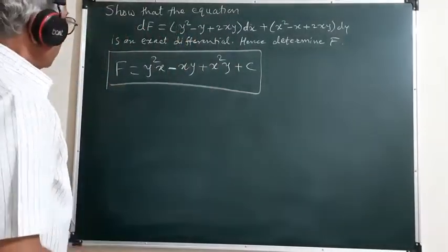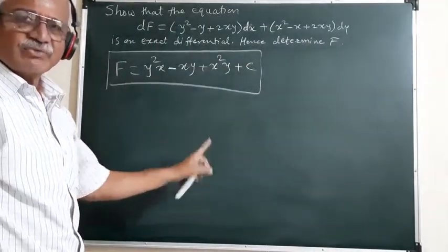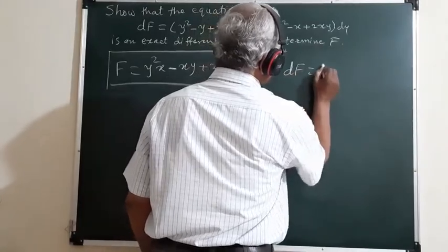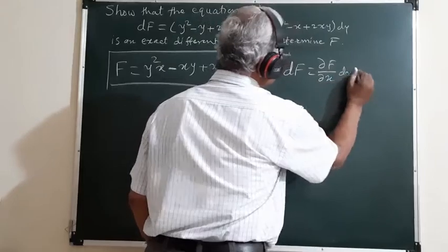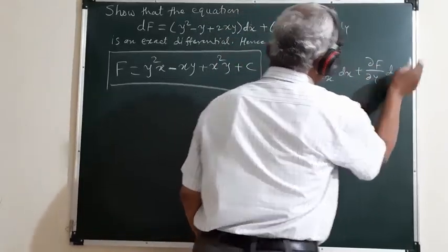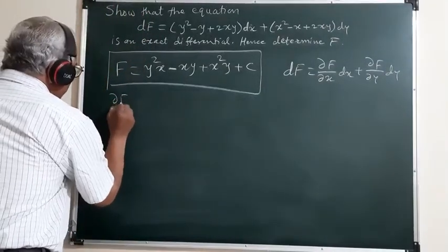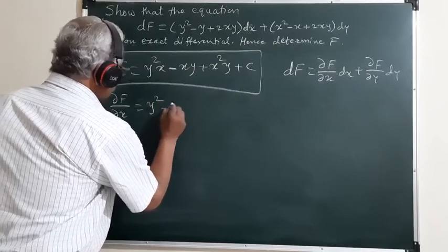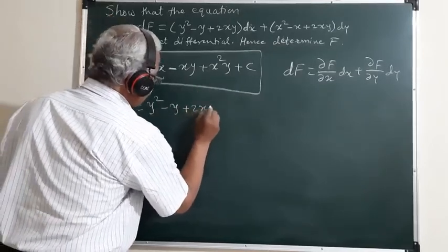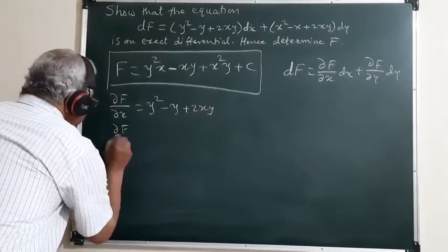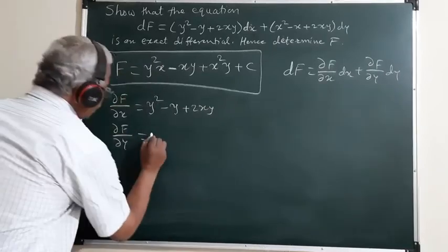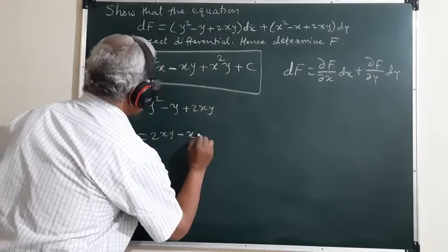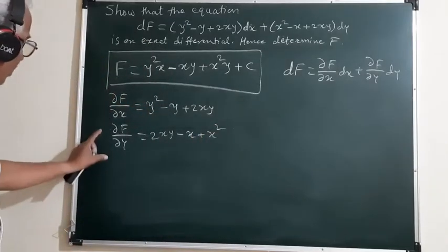That can be verified by differentiating f partially with respect to x and partially with respect to y, and using these expressions for dou f by dou x and dou f by dou y in the expression df is equal to dou f by dou x dx plus dou f by dou y dy. Let us check. Considering this f, differentiating it partially with respect to x, we get dou f by dou x equal to y square minus y plus 2xy, and differentiating f partially with respect to y, we get dou f by dou y equal to 2xy minus x plus x square.